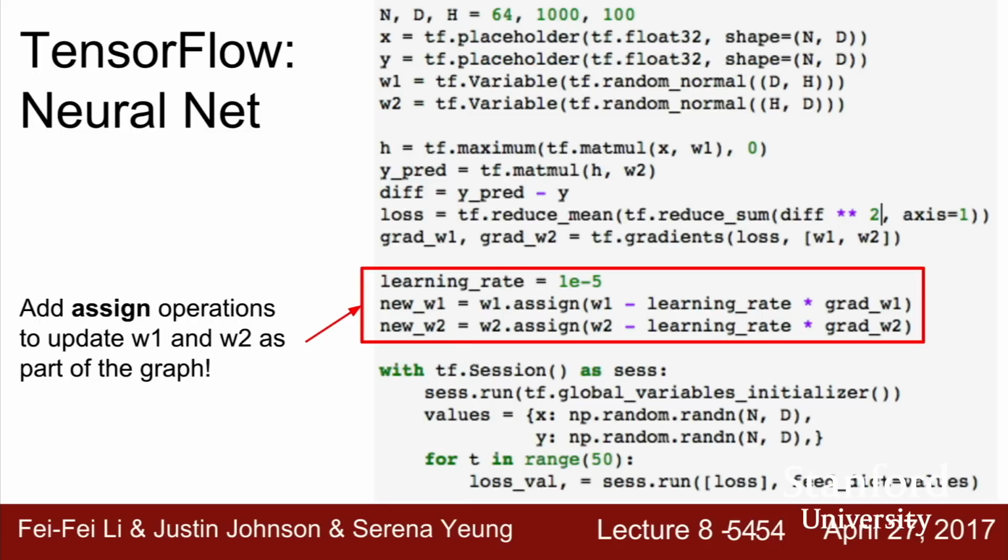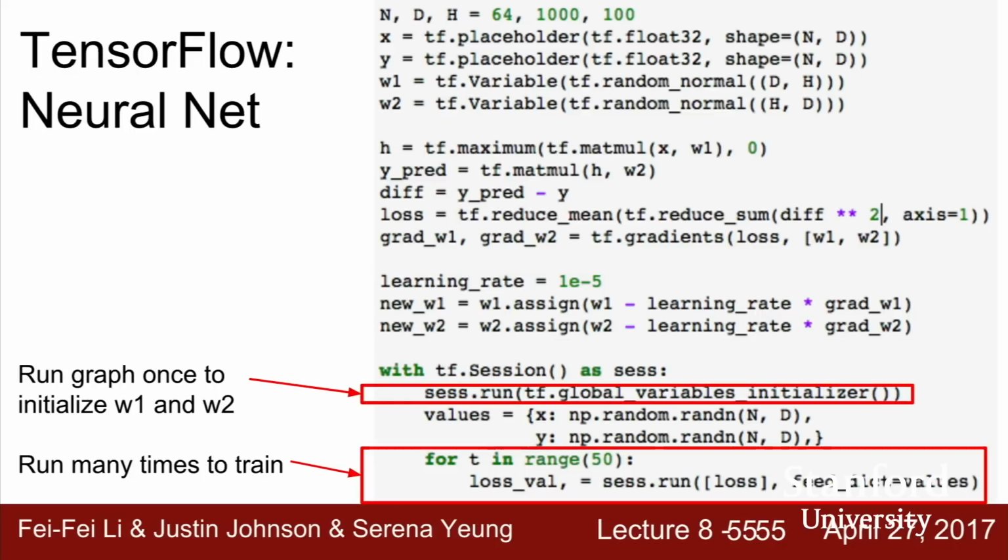Now remember, in the previous example, we were updating the weights outside of the computational graph. We computed the gradients, used them to update the weights as NumPy arrays, and then fed in the updated weights at the next time step. But now, because we want these weights to live inside the graph, the operation of updating the weights also needs to be an operation inside the computational graph. So we use this assign function, which mutates these variables inside the computational graph, and the mutated value will persist across multiple runs of the same graph.